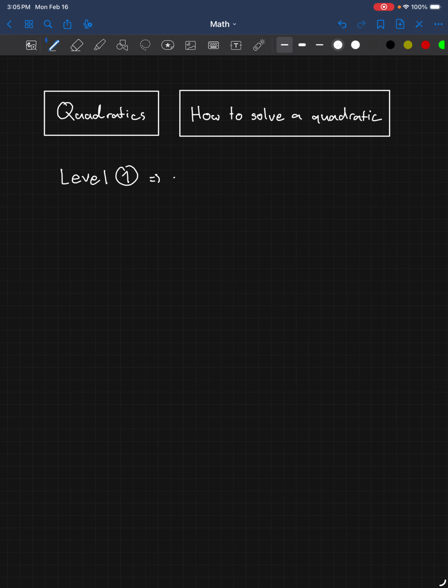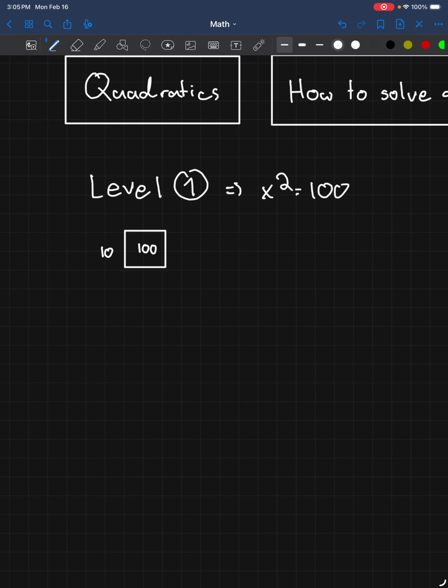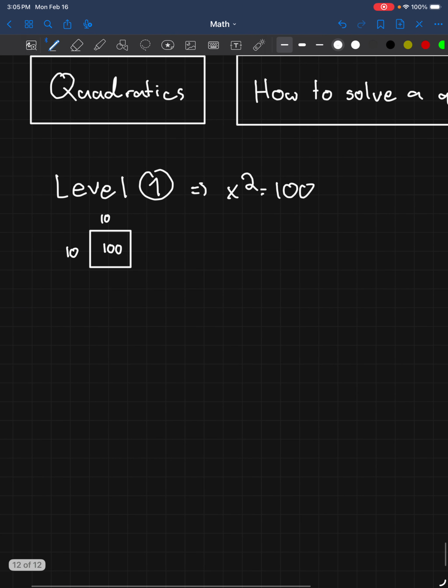So we have a simple equation, x squared equals 100. So here, we're trying to find what number squared equals 100. So we're talking about quadratic, so we need a square. So we have a square with area 100. So that means, what number squared equals 100? Well, 10 and 10.